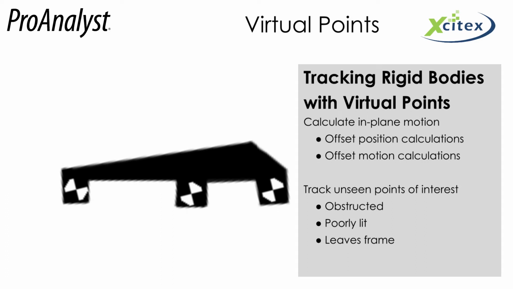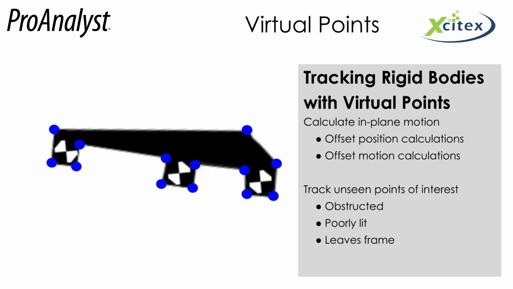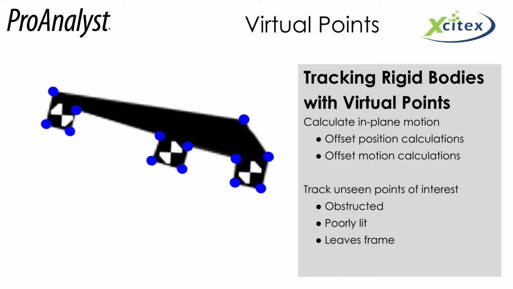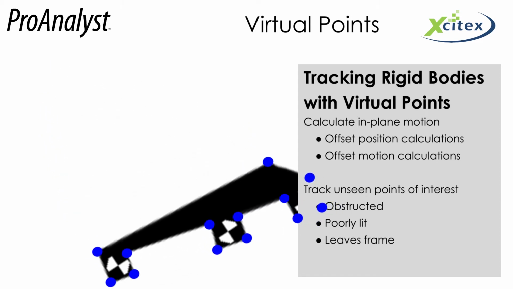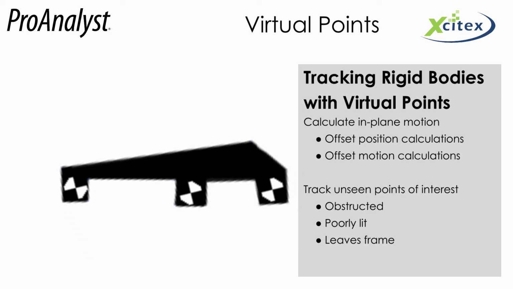One of the most powerful uses of generated virtual points is in relative position tracking of rigid bodies. An offset virtual point allows ProAnalyst to perform position and motion calculations based on a point adjacent to a feature, assuming that the motion and point are within the same plane. If the point of interest gets obstructed, goes off the edge of the video, or enters a poorly lit portion of the video, ProAnalyst is still able to track that point of interest.